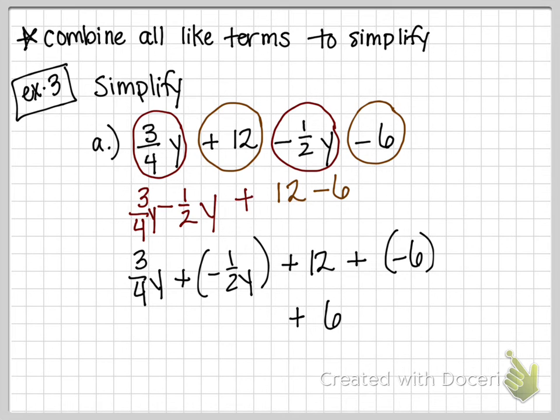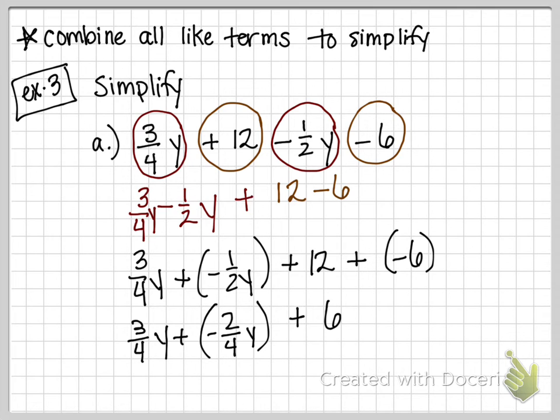And then we have to combine our 3/4 y plus negative 1/2 y. What's the problem here? Before we can do this, we need to get what, Sam? Common denominator. What's the common denominator here, Caroline? 4. So we get 3/4 y. That one stays the same. It already has a 4. Plus negative 2/4 y.